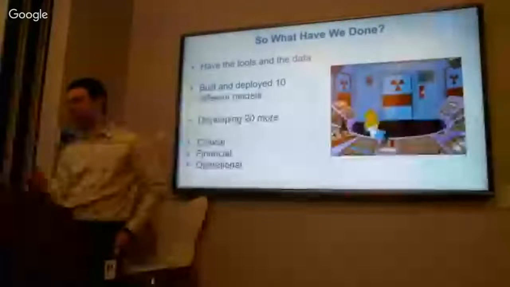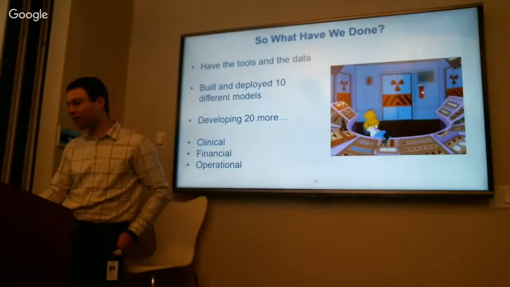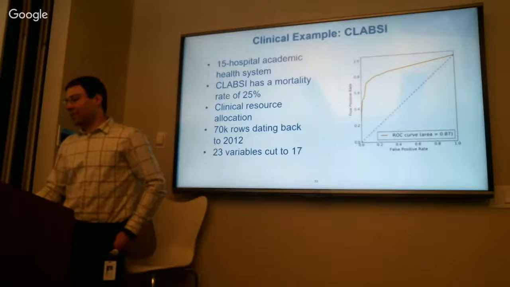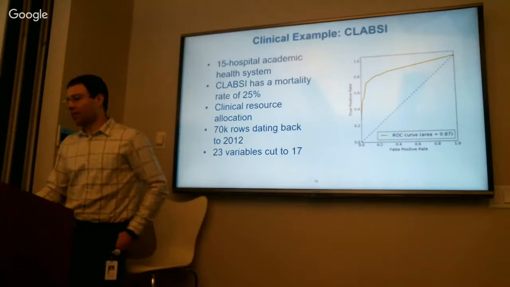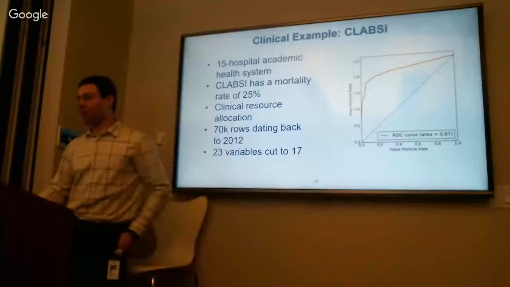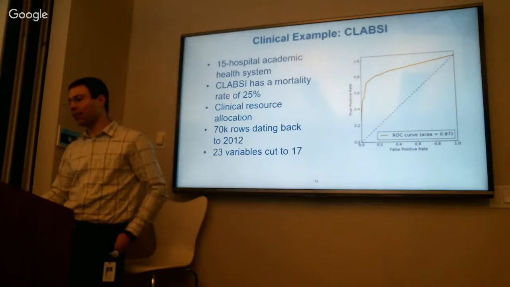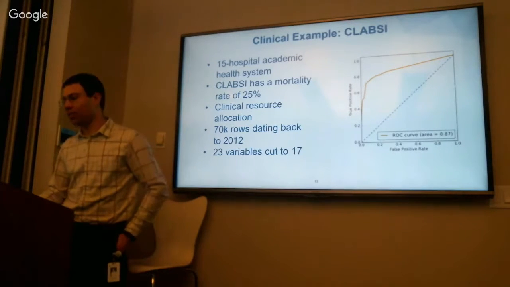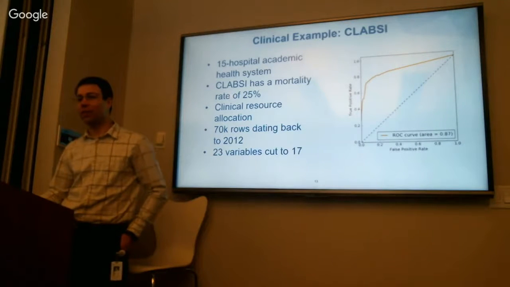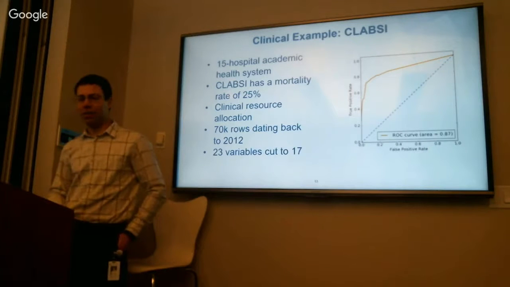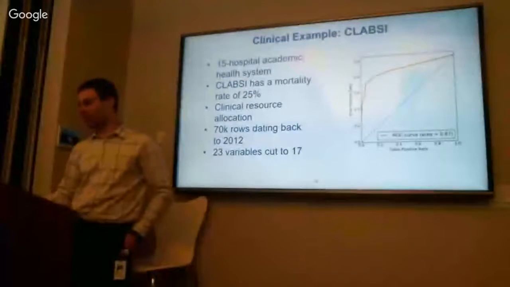Moved into financial and operational stuff. And I'll give examples of those too. So this is an example of a CLABSI model, a central line associated blood infection. So if you're in the ICU and you have a central line that could become infected, we built it for a 15 hospital academic health system, and CLABSI has a mortality rate of 25%. So it's something that we want to be able to identify as early as possible, even before it happens.